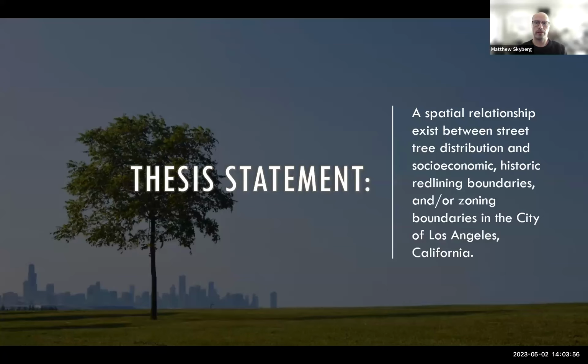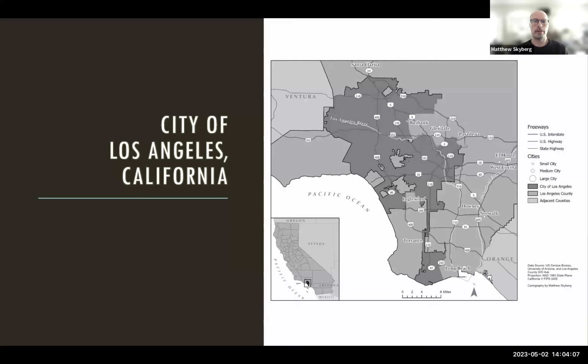So I believe a spatial relationship does exist between street tree distribution and socioeconomic, historic redlining, and zoning factors in the city of Los Angeles. My study area consisted of the city of Los Angeles, which is located in Southern California on the Pacific coast. And the city includes diverse landforms such as mountains, valleys, and basins. And it's very irregularly shaped, as you can see in the map, and interrupted by other cities in the metro area. Los Angeles is the largest city in California with nearly 4 million residents who enjoy a moderate Mediterranean climate.